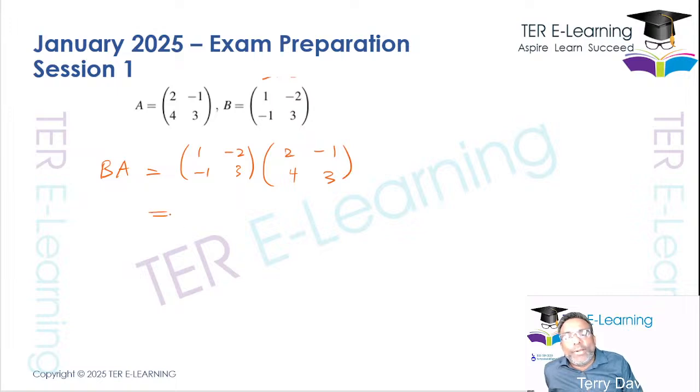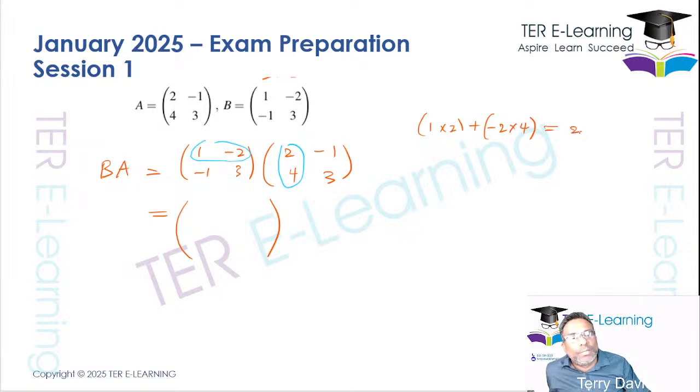Now, when you're multiplying matrices, always remember that it's row by column. I'm going to go through the full details here. We're going to take this row and multiply by this column here, in order to get our first element in our answer. So 1 by 2 is 2, plus -2 by 4, which is -8. So 2 minus 8 will give me -6. So the first number here is going to be -6.